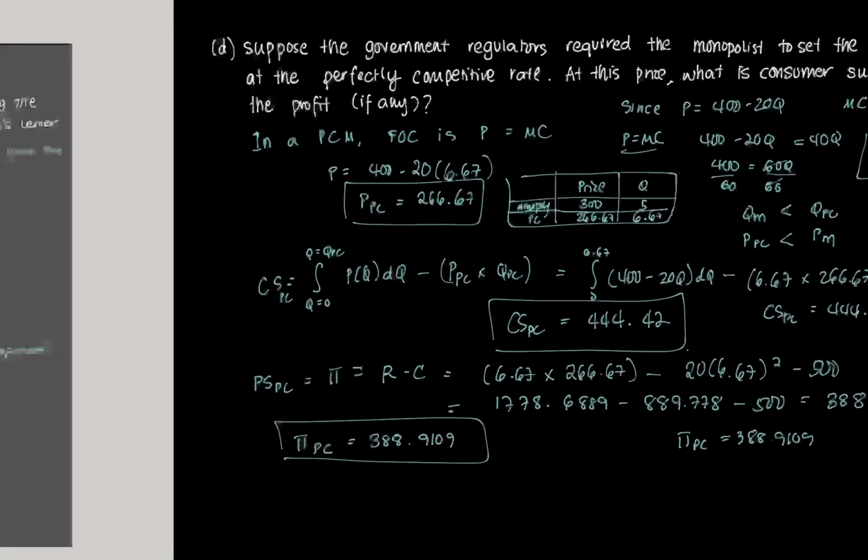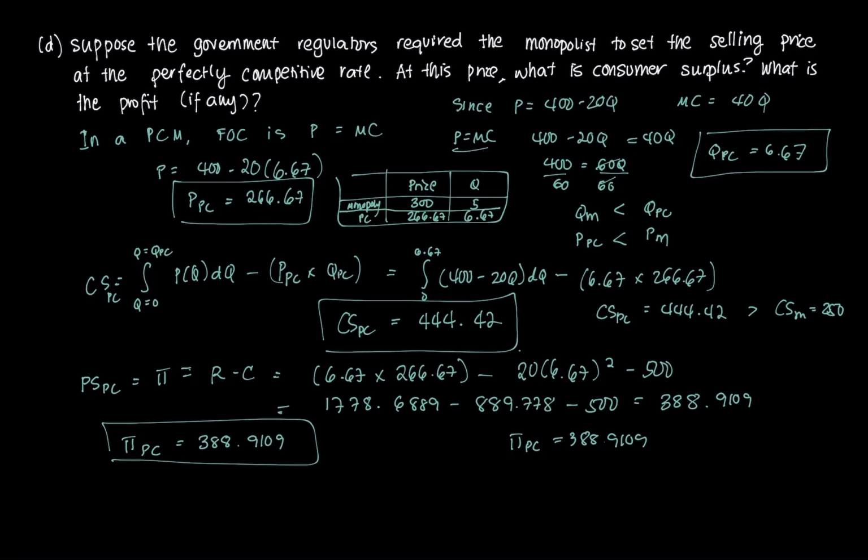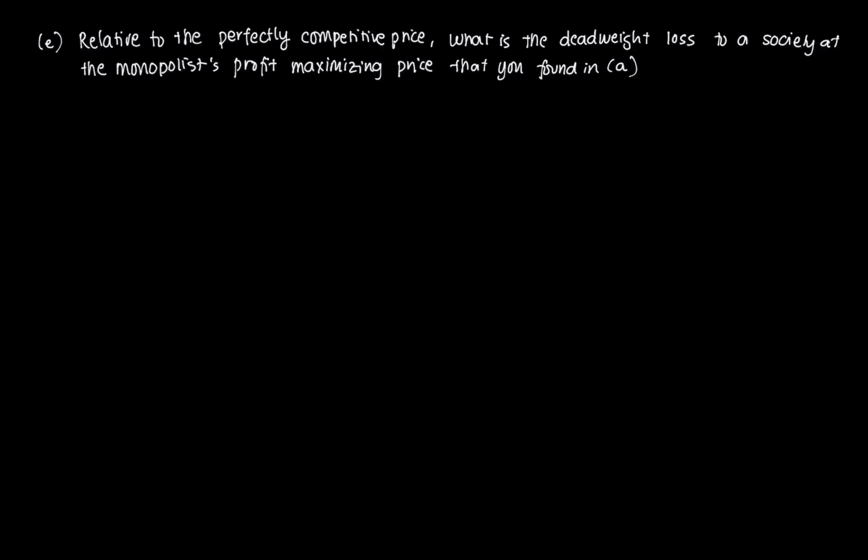So you can see the income transfer from our higher consumer surplus in the case of a perfectly competitive market versus the lower one in a monopolist. We can see that income transfer trickle in because this is less than the profit of the monopolist, which is equal to 500.